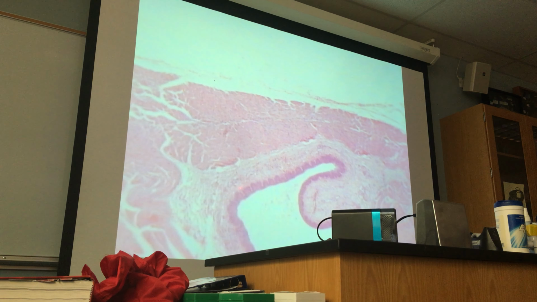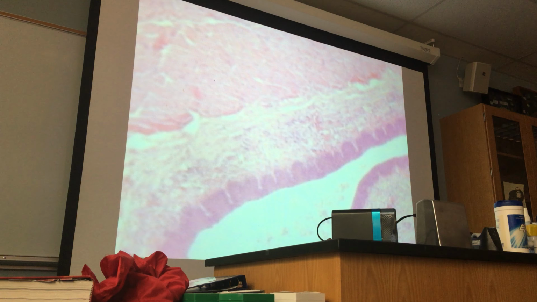Here is the muscularis mucosae, very faint. And this is epithelium, there is no doubt about that. And there may be some esophageal glands that secrete mucus. If you go to the next higher magnification, you can see the epithelium more clearly, isn't it?